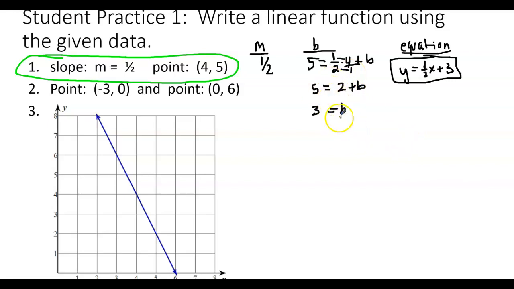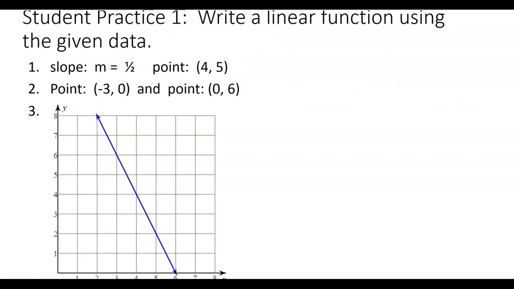Then you go ahead and subtract, and you have your answer, which is 3. So y-intercept is 3, slope is 1/2. So the final answer is y equals 1/2 x plus 3. All right, let's go ahead and take a look at a different kind of example now.